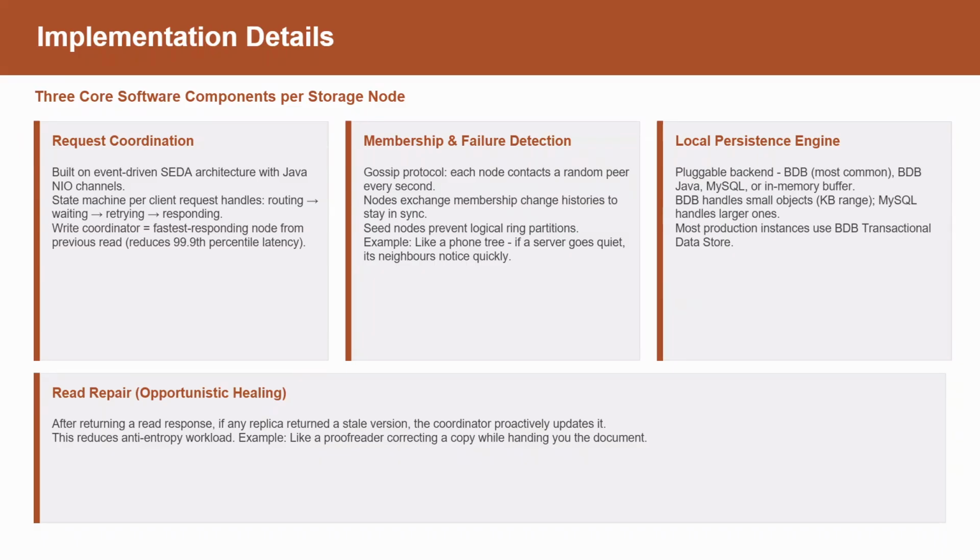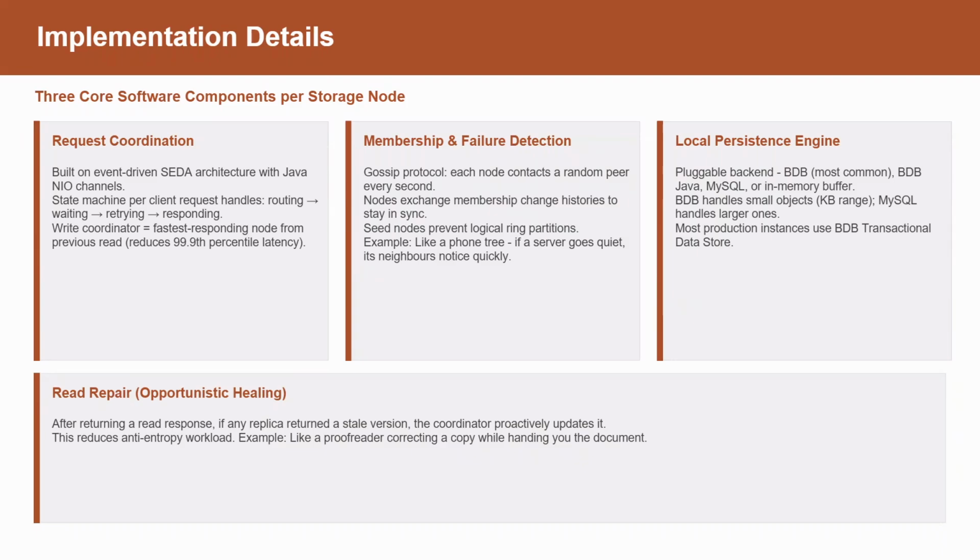The second component is membership and failure detection. This uses something called the gossip protocol. Imagine an office where every employee, once a second, walks over to a random colleague and says, hey, here is what I know about who is present and who is absent today. Within a few rounds, everyone in the office knows the full picture. That is the gossip protocol.